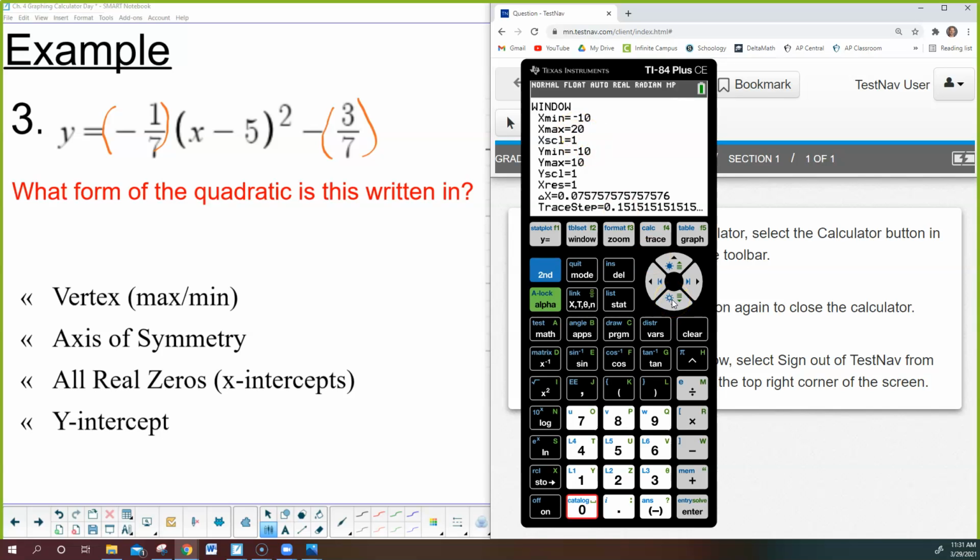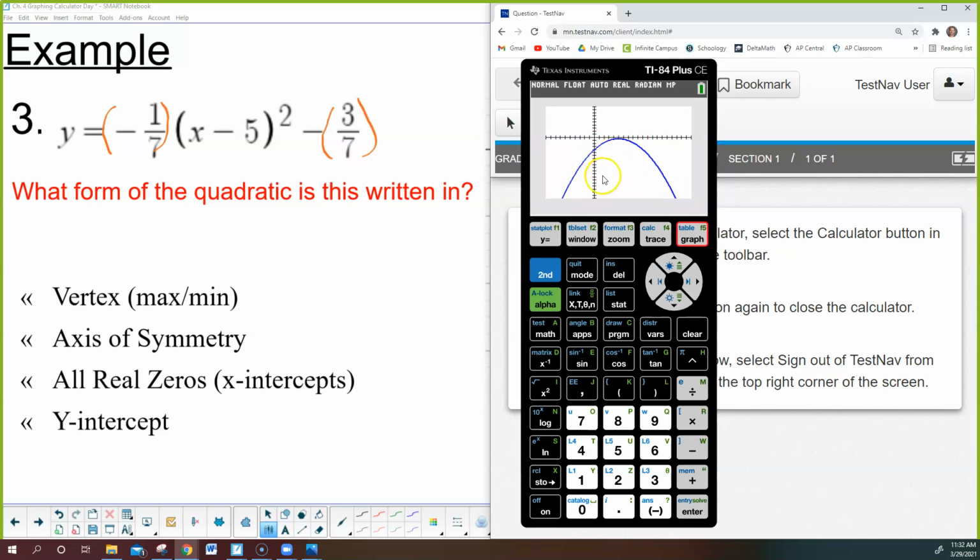And again, this is just guess and check. If you change it, usually we like -10 to 10, but if you change it, just keep changing numbers until you get a good graph. And then same thing down here, I want to see lower in the y value, so I might go -20. And I'm just going to hit graph and see what that looks like. That's a lot better graph.